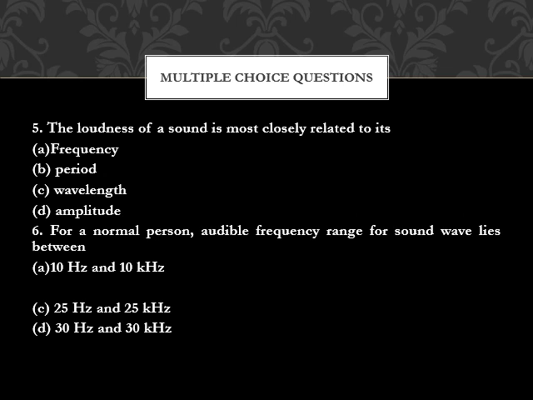Number 6. For a normal person, audible frequency range for sound wave lies between 10 Hz to 10 kHz, or 20 Hz to 20 kHz, 25 Hz to 25 kHz, and 30 Hz to 30 kHz. And the right answer is 20 Hz to 20 kHz.